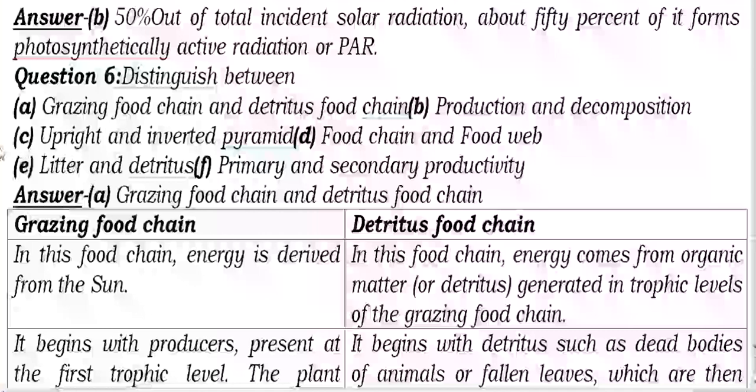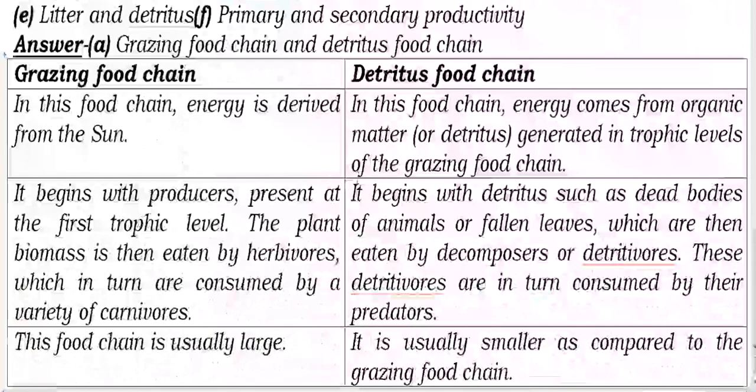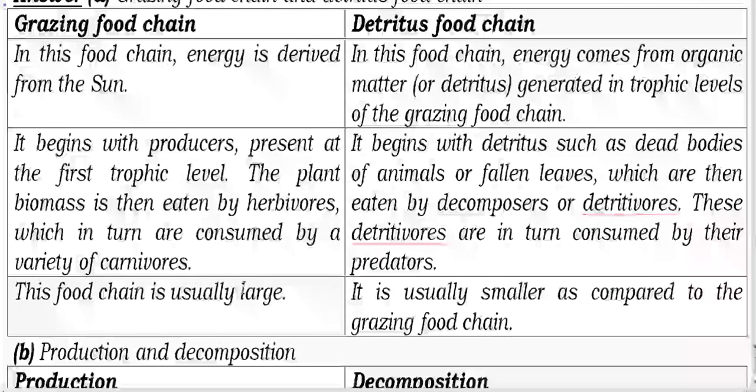Then is the grazing food chain. The food chain which starts from the herbivores is the grazing food chain. And the detritus food chain starts from the detritus feeders, that is earthworm-like organisms. In the grazing food chain the producer is eaten by herbivores, while in the detritus food chain it goes to detritivores. The grazing food chain is large and the detritus food chain is very small.